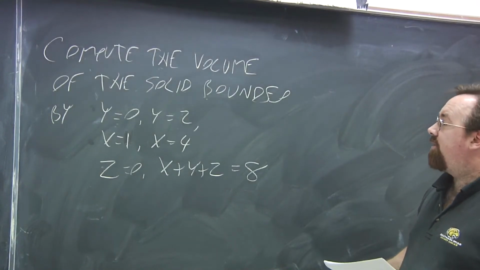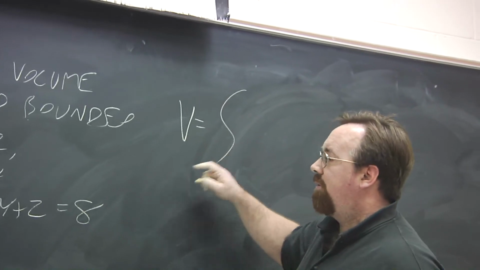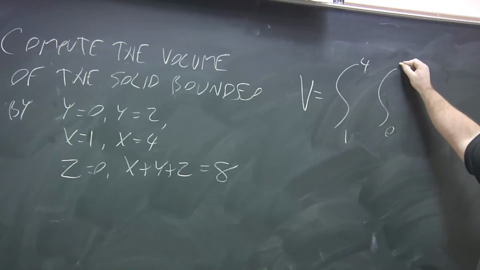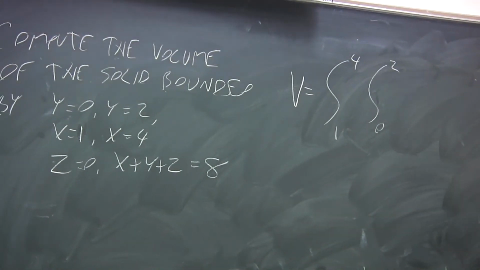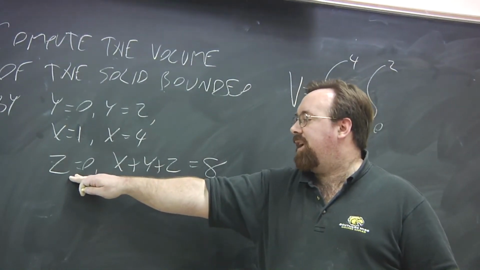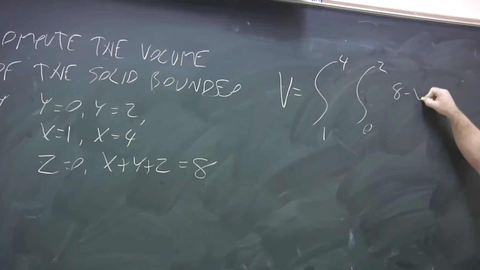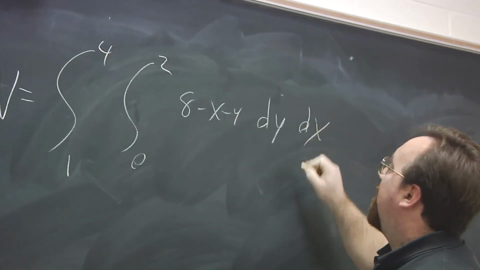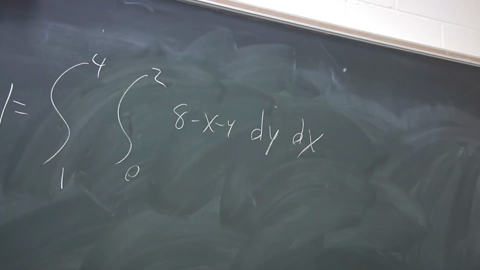Okay. So the volume is going to be the integral from 1 to 4 in x, 0 to 2 in y, and z equals 0 defines the bottom plane here. You just need to solve this for z. So it's going to be 8 minus x minus y dy dx. So that is the setup of the integral that's going to give you the volume.